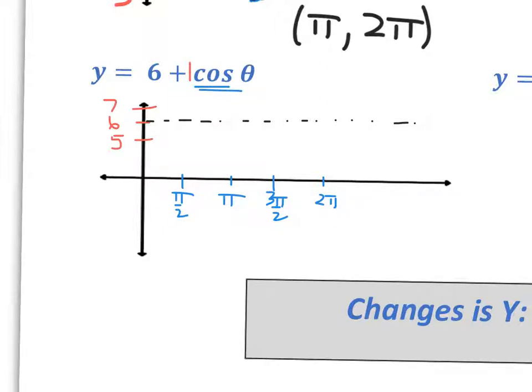We're going to start at the 7. Very good. When you get to pi over 2, where should it be? 6. At 6. When you get to pi, it should be at 5. At 3 pi over 2, it is 6, and then at 2 pi, it is back at 7. So you should have a curve that looks like this, okay?